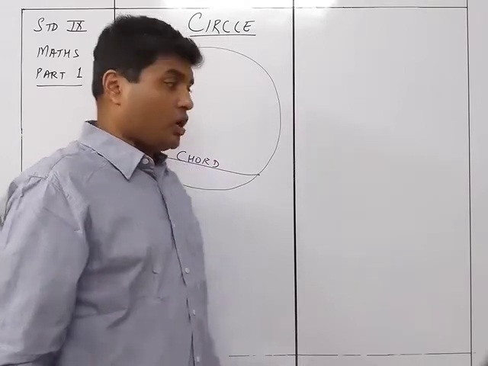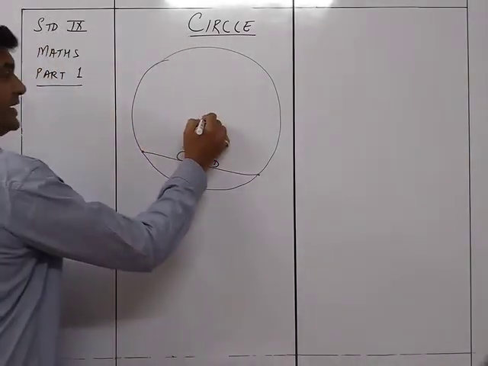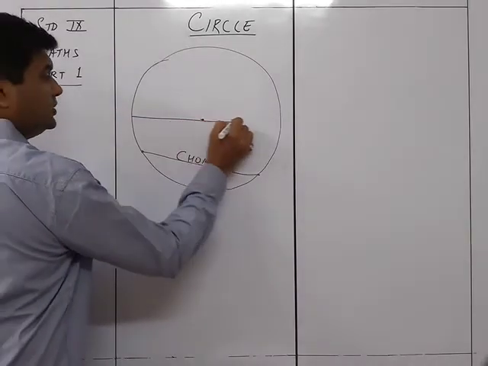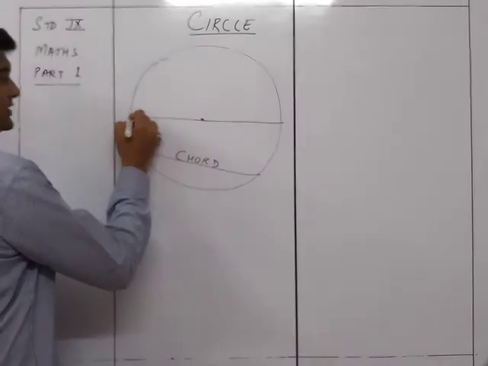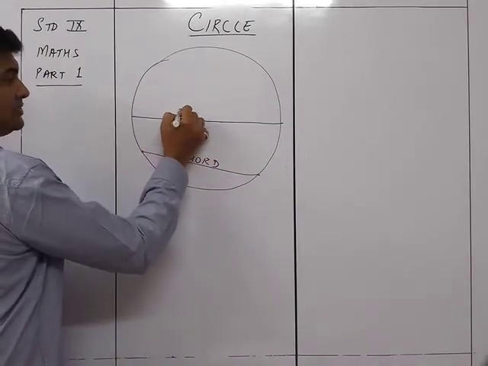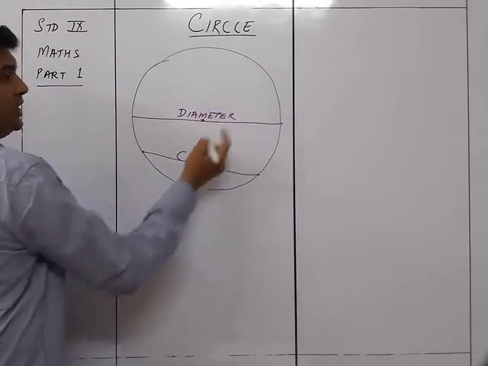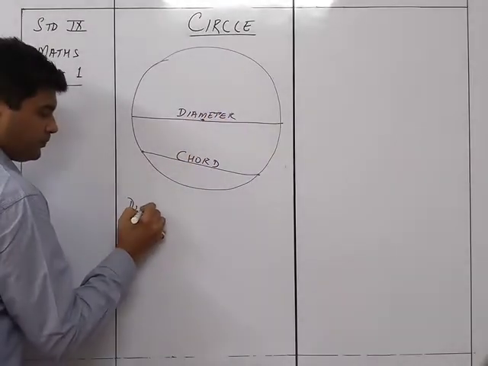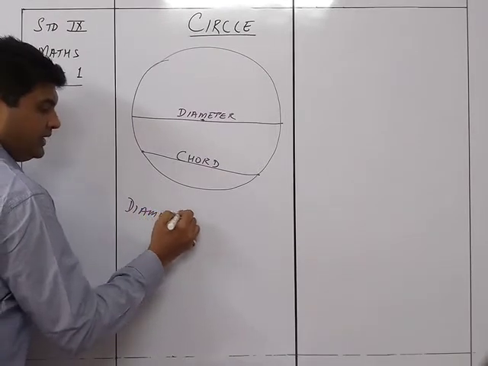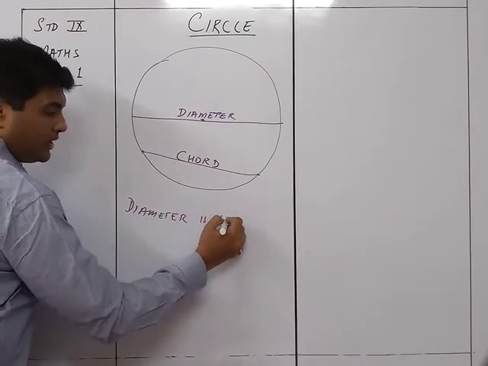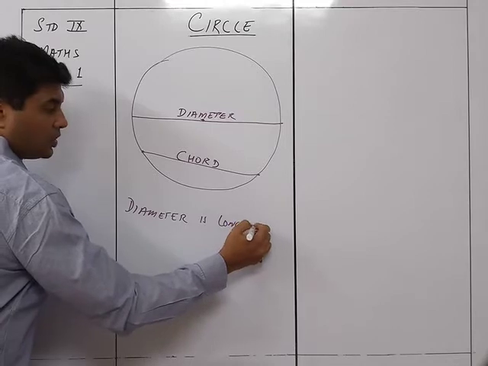Now, if this chord passes through the center, like this, then this chord becomes the diameter. So the diameter is the longest chord.